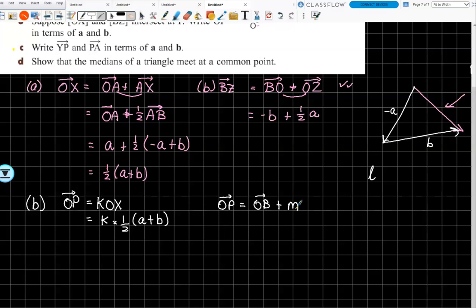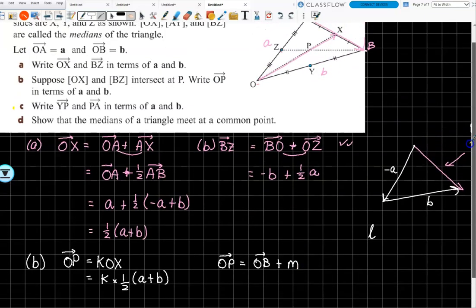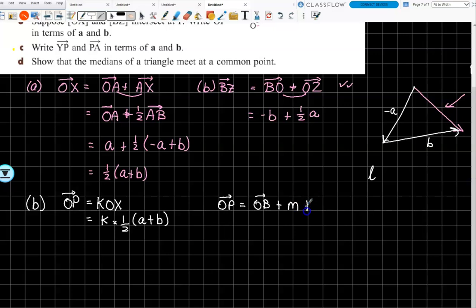So it's M lots of BZ. We happy with that? As happy as you can be? Okay. What would be my next line? So OB is B. And we've got our BZ up here. M times minus B.